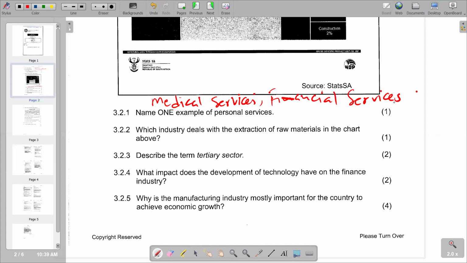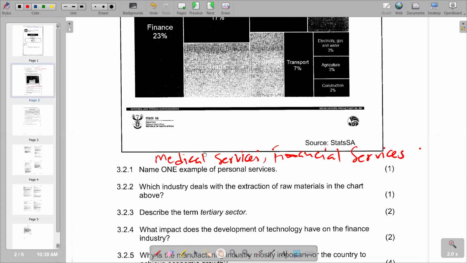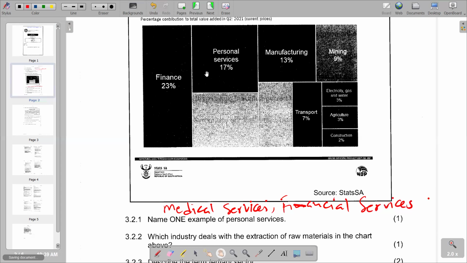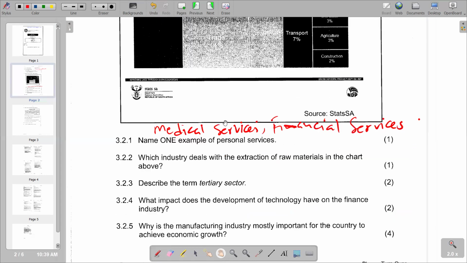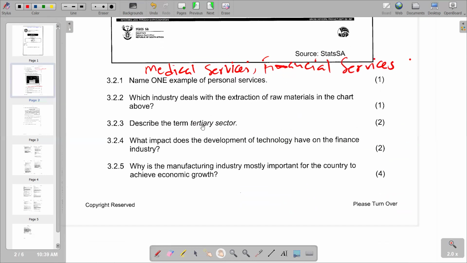Financial services is our personal services. Then we got the next question, 3.2.2: which industry deals with the extraction of raw materials in the chart above? We know extraction of raw materials. We discussed that earlier in this video, whereby we are saying mining is the one that is involved in the extraction of raw material. So basically, mining is the correct response.